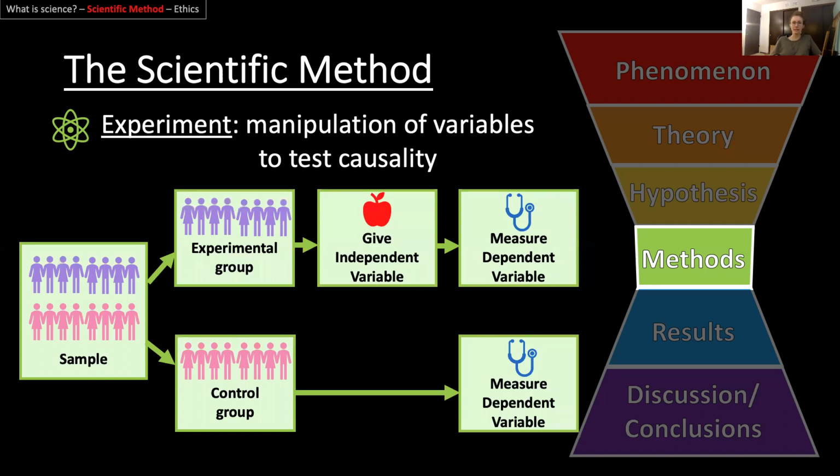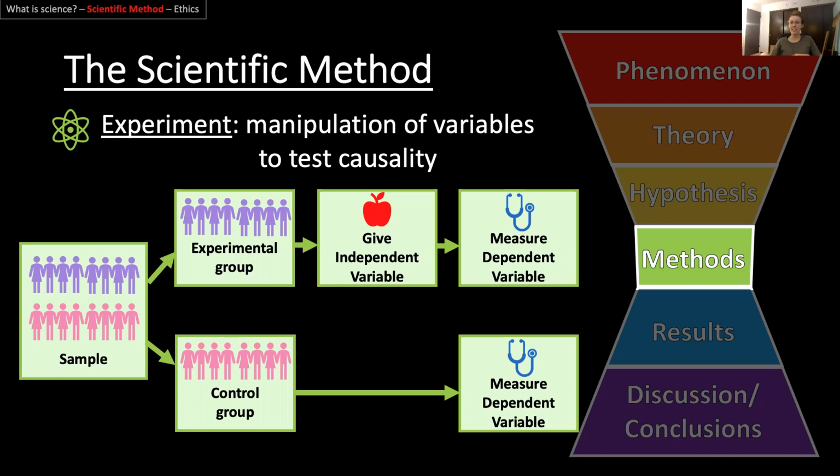So starting on the left, first we're going to gather our sample. Remember, sample is the smaller version of the population. So for instance, maybe we have just purple people and pink people. We're then going to split them up. So we're going to have two different groups. We're going to have what we call an experimental group that gets the manipulation, the thing that we're studying. And then we have a control group that doesn't get the thing we're studying.